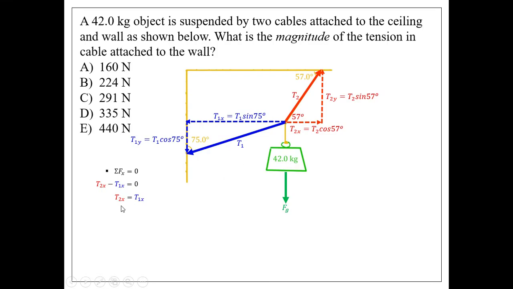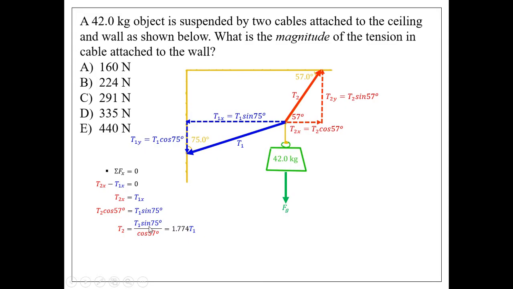To find T1, I need to get rid of T2. So I'm going to expand T2x. In my diagram, T2x is T2 cosine of 57 degrees, and I just made a substitution. T1x is T1 sine of 75 because the angle is given touching the vertical axis. I need to get rid of T2 and keep T1 because that's what I'm trying to find. So I'm going to isolate T2 by dividing both sides by cosine of 57 degrees. In my work, it would be T1 sine of 75 divided by cosine of 57.